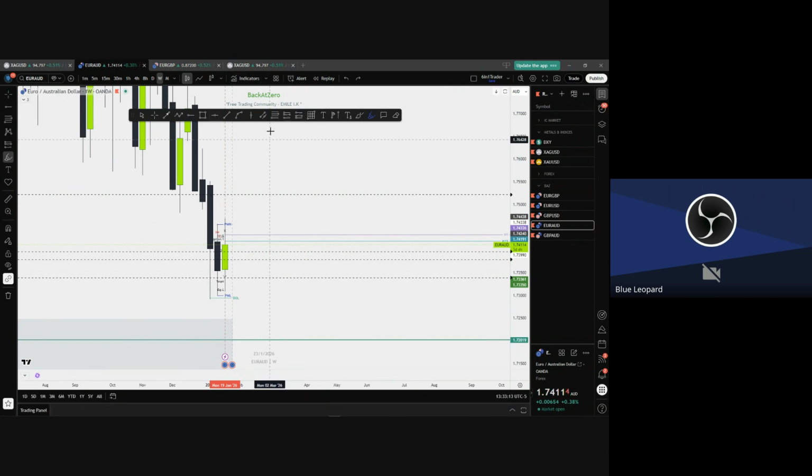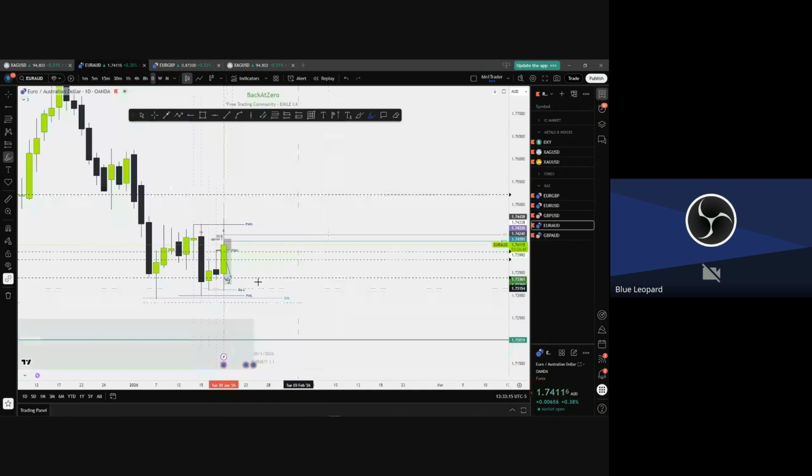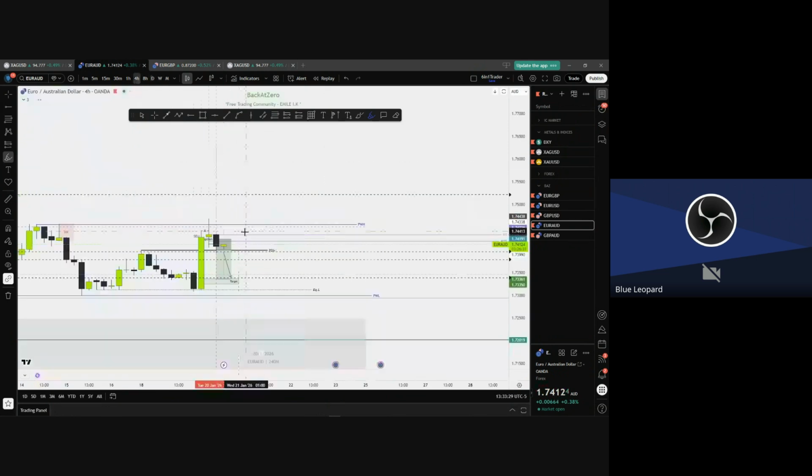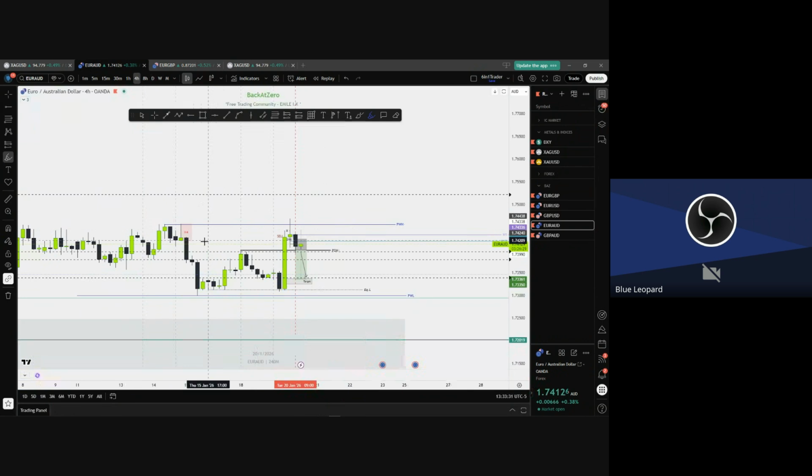So Euro AUD on the daily time frame, I can see here our price is pushing up. We took out previous daily high, and we hit the previous weekly high. We returned inside, and I took a very aggressive entry here. Let me show you. Same thing. On H4, I can pull here.